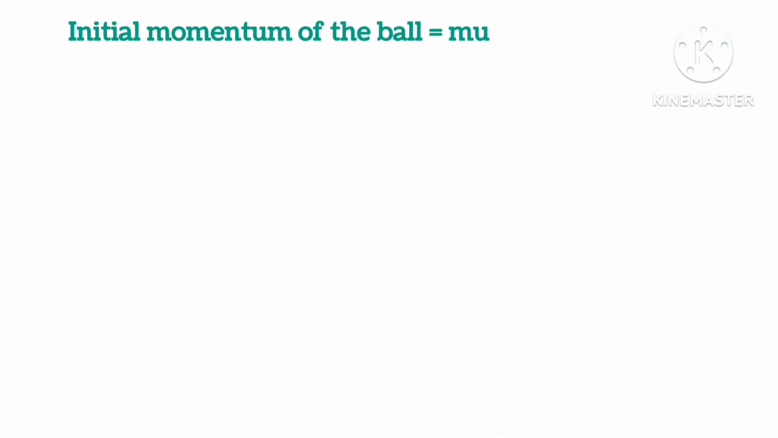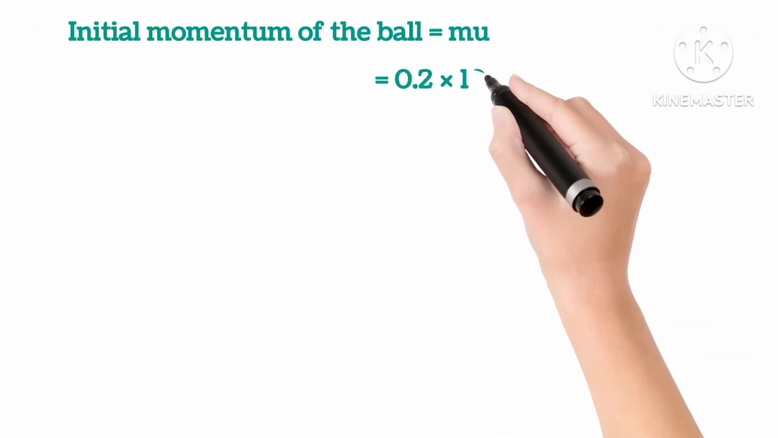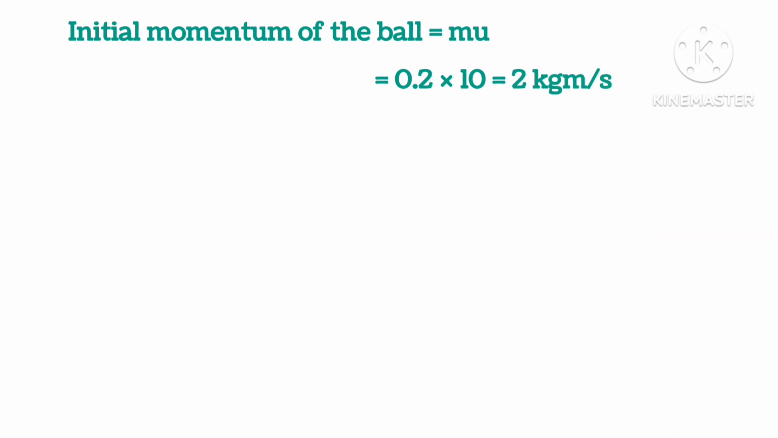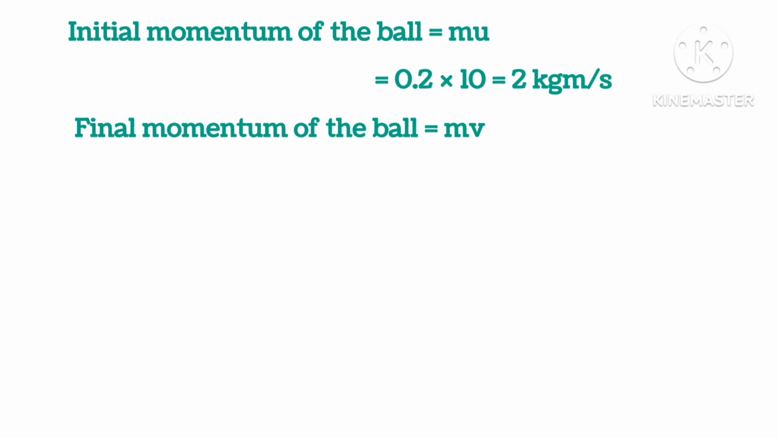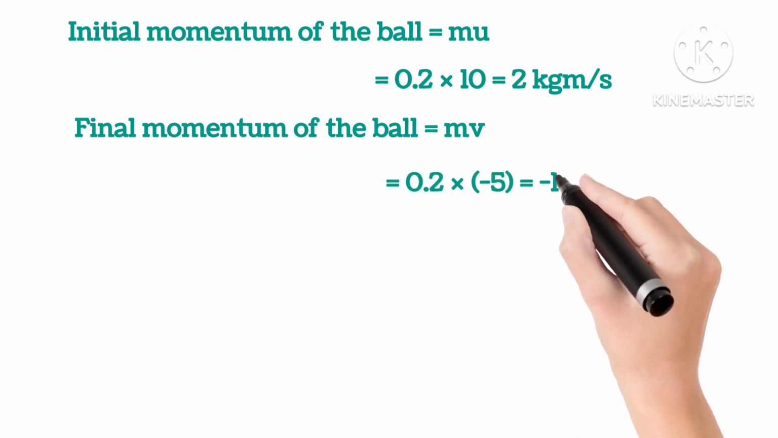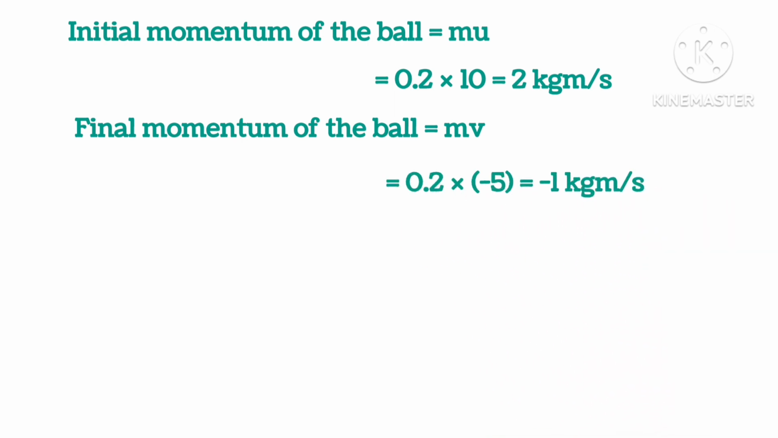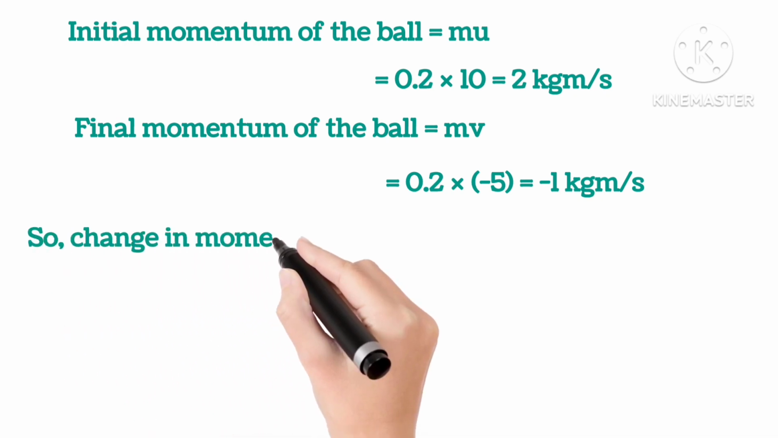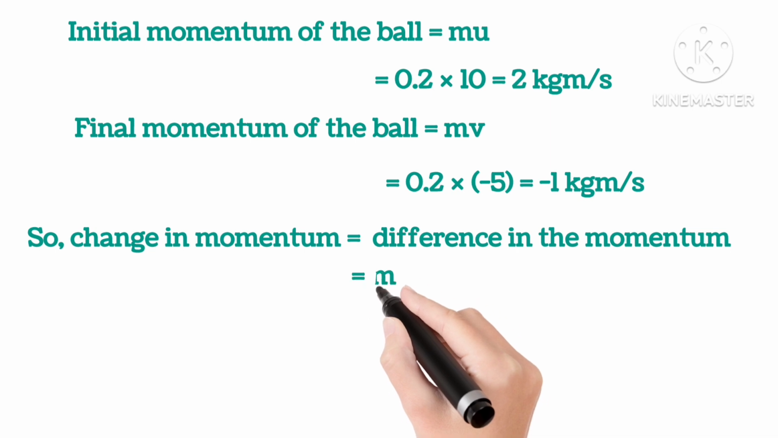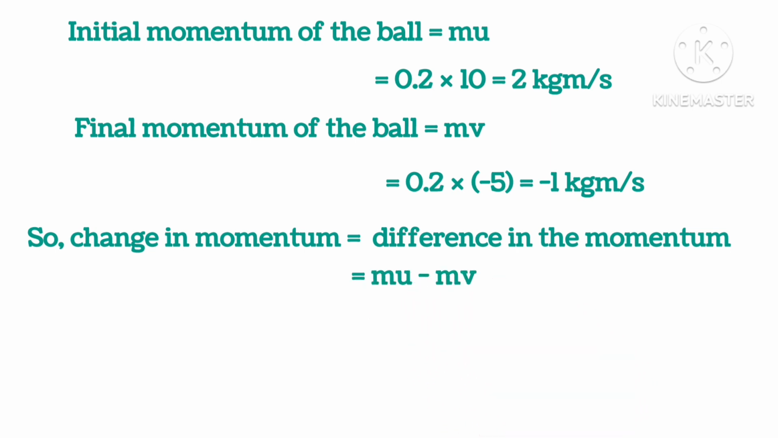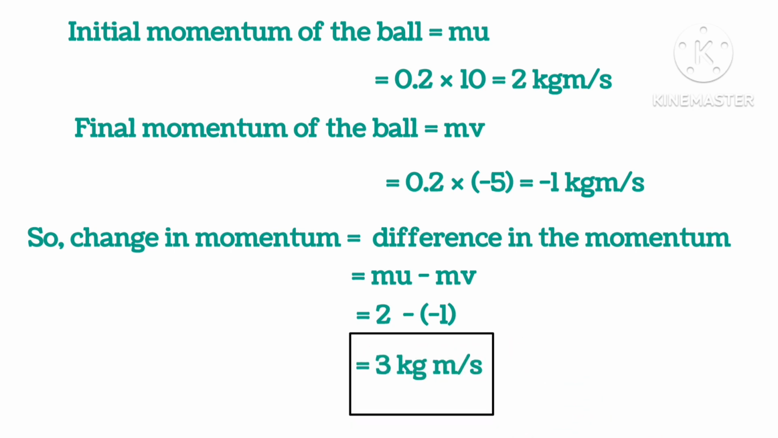Initial momentum of the ball is mu, which will be equal to 2 kg meter per second. Final momentum of the ball will be mv, which will be equal to minus 1 kg meter per second. So the change in momentum is equals to difference in the momentum, that is mv minus mu. Putting the values, we get 3 kg meter per second.